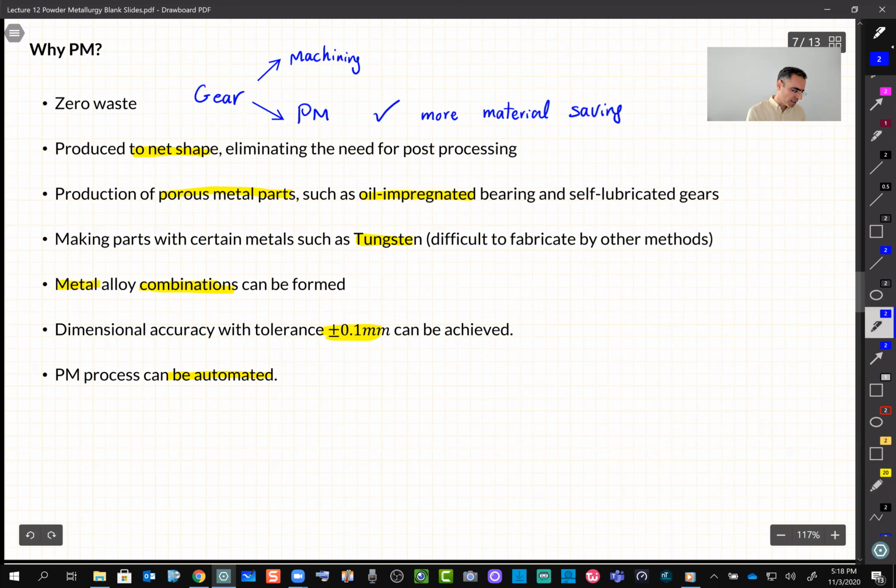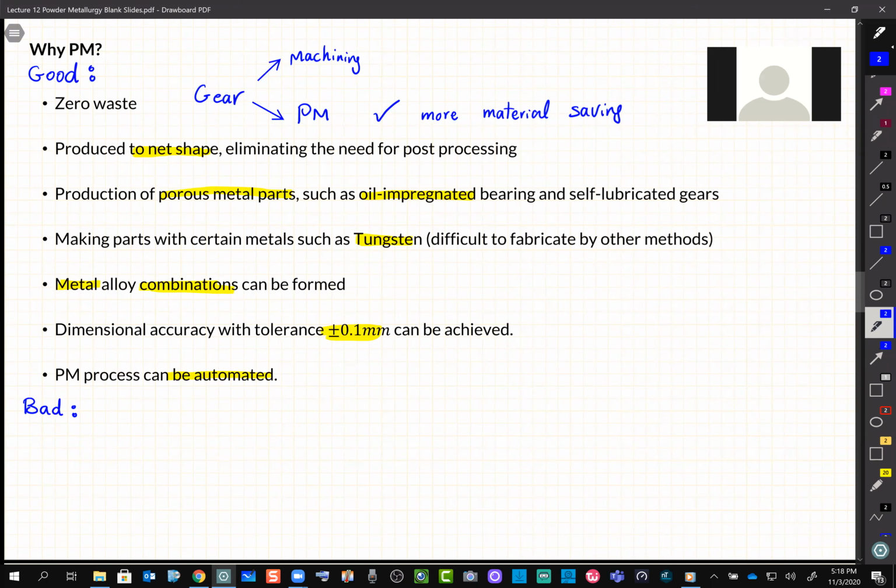And of course, in this world, we are not always dealing with things that are absolutely good. What's bad about powder metallurgy? Can you guys think of maybe any cons of this process? Any negative aspect of this process? So again, initial cost of the mold. Initial cost of the mold.